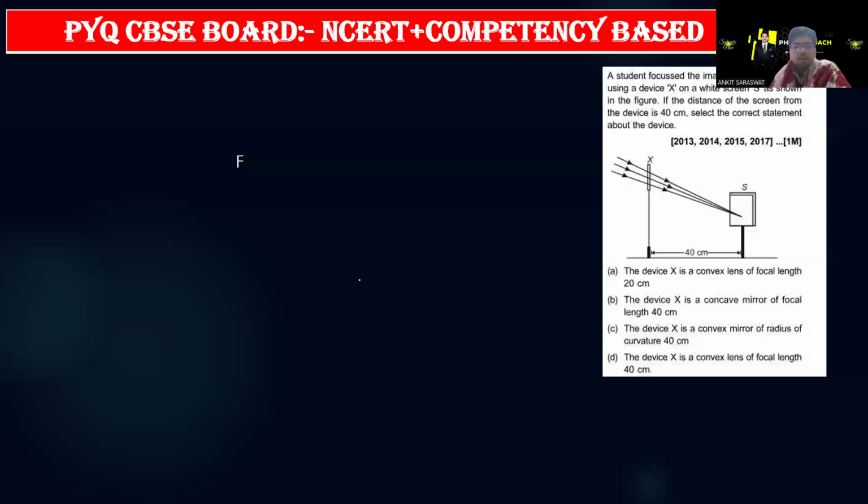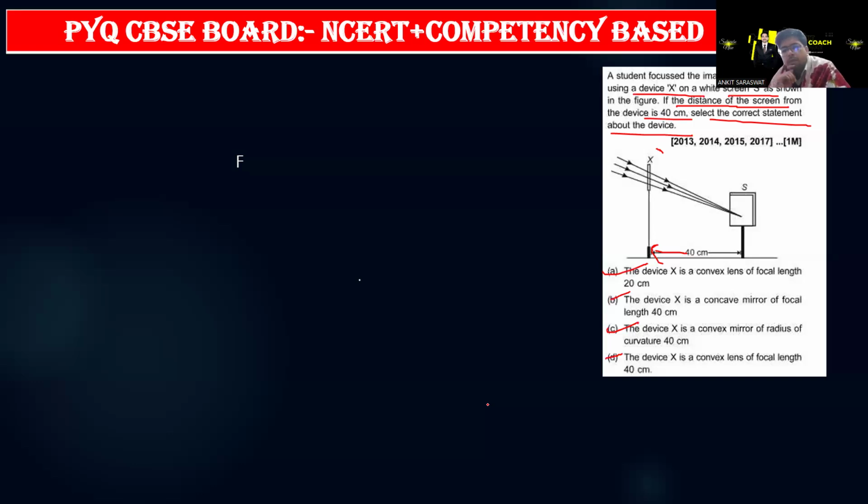So have we got this question? What is this question saying? A student focuses the image of a distant object using device X on a white screen, as the distance of the screen from the device is 40 centimeter. You can check, this distance is 40 centimeter. Select the correct statement about the device. These are the statements, you can read. What this question is asking is, what is this device X?